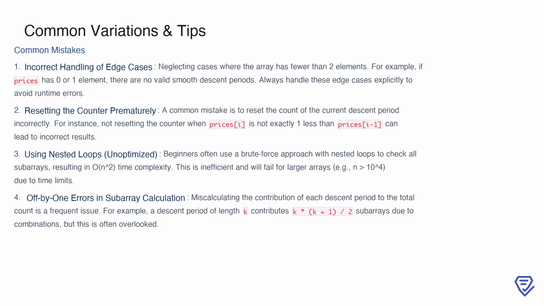Another mistake involves using nested loops, which is a brute force approach. While it might seem straightforward, this method results in O(n squared) time complexity, which is highly inefficient for larger arrays and can cause the solution to time out. Finally, off-by-one errors in subarray calculation are a frequent source of trouble. Remember, a descent period of length k contributes k(k+1)/2 subarrays. Misunderstanding or overlooking this can lead to incorrect totals, so it's important to compute contributions carefully.